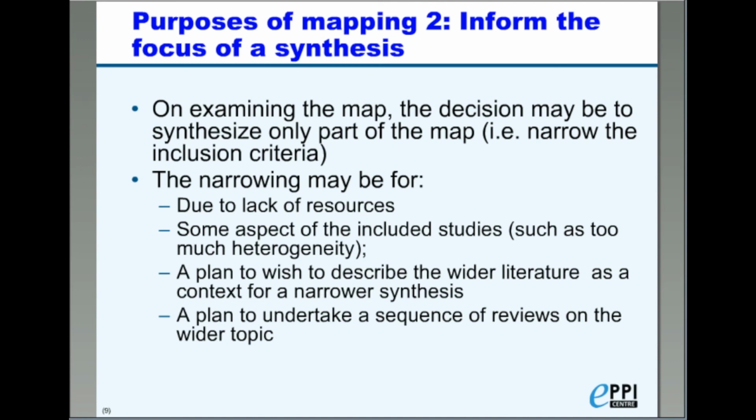Alternatively, you could have an overt strategy that you're going to have a broad map and then have narrower synthesis, or maybe even a series of narrower synthesis. So one review group that we supported many years ago did a broad map and then undertook 5 separate syntheses on 5 separate subsets of the map. So they had a broad question and they then narrowed that question into 5 sub-questions.